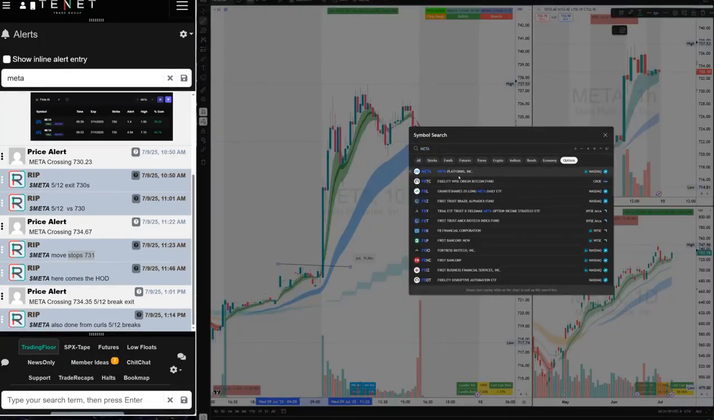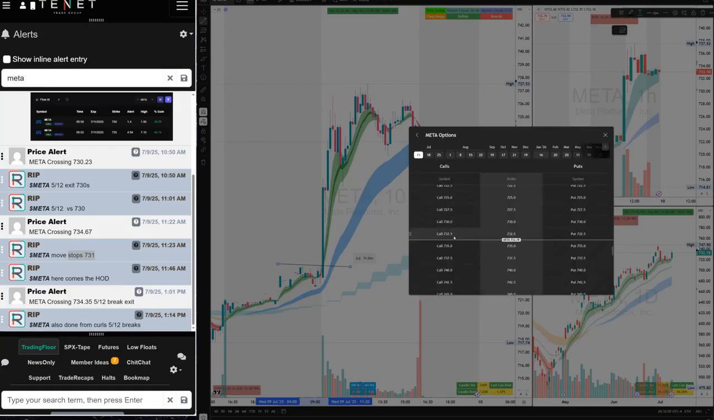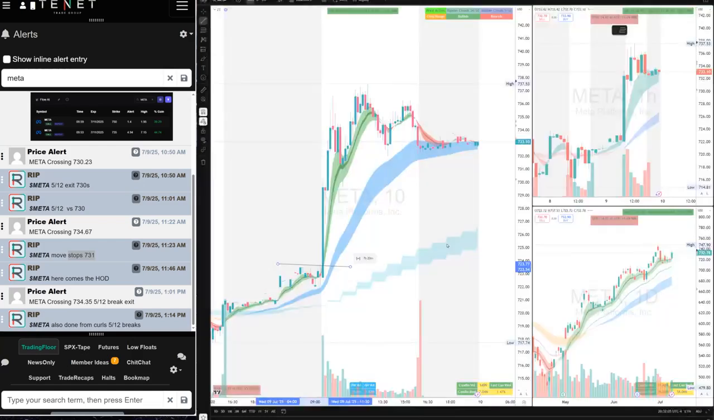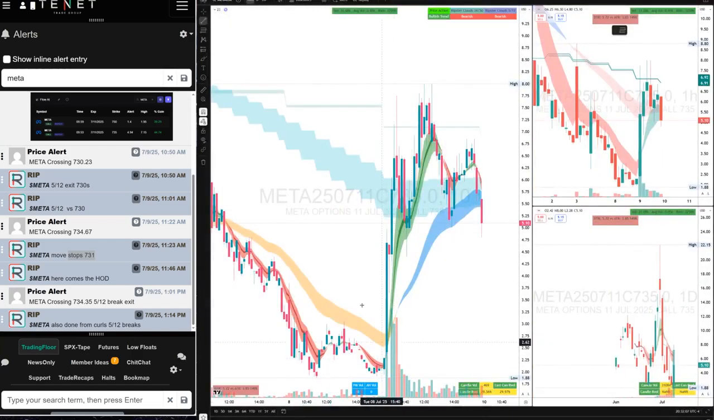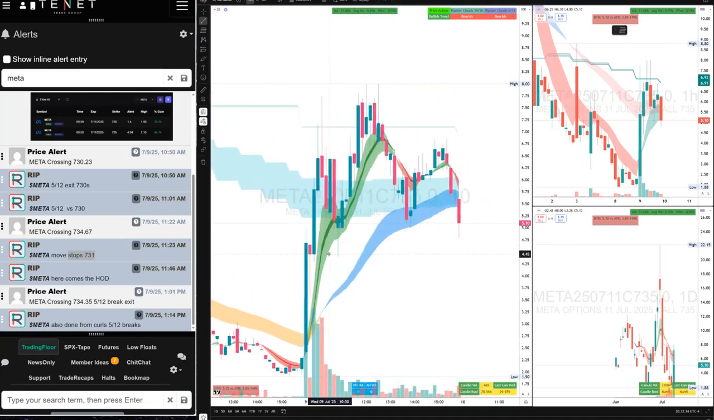We can take a look at the Meta options. They're usually expensive because it's a big price stock. But let's take a look at 735s. So 735s in the morning ran from 250 all the way to 650, a couple hundred dollars. And when I got this, you see this is corresponding to that 730 dip on Meta.